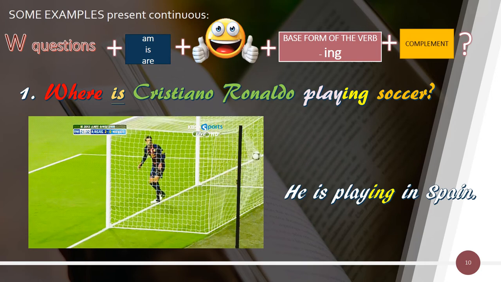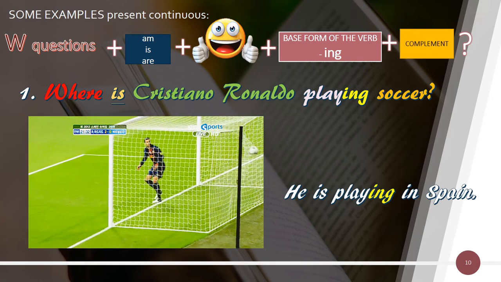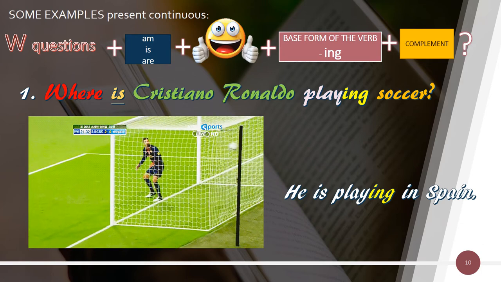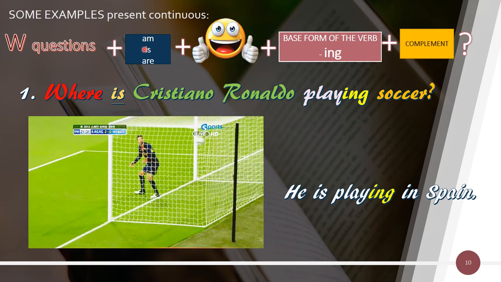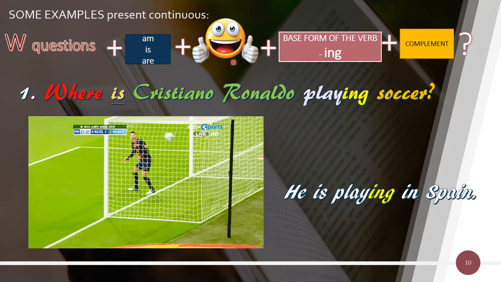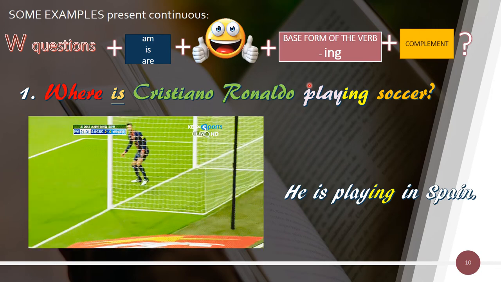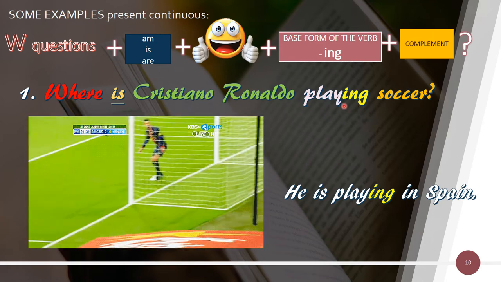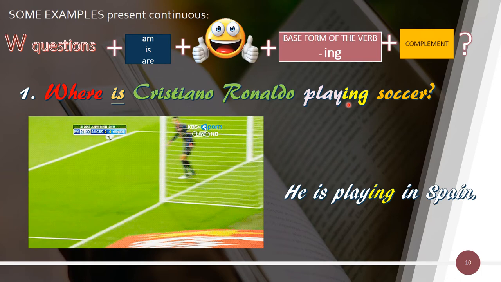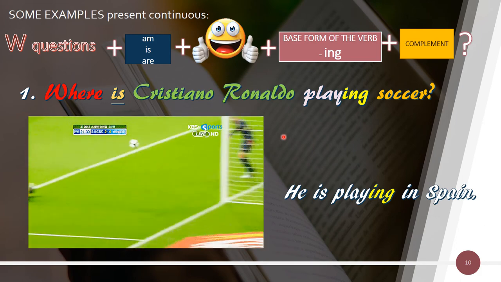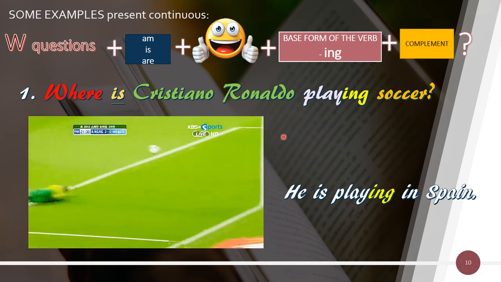Perfect, so the first example, where is Cristiano Ronaldo playing soccer? So, where is the double question. Is in simple present. Cristiano Ronaldo is the subject o el sujeto plus the base form of the verb with ing ending plus the complement. Entonces, estamos viendo playing is the base form of the verb with ing ending con la terminación ing y soccer is the complement. Acuérdate siempre, el ing in Spanish means ando, endo. Jugando, corriendo, saltando, playing, running, jumping, okay?